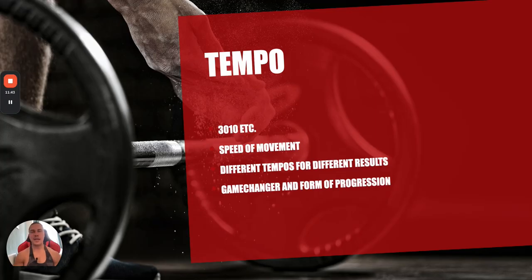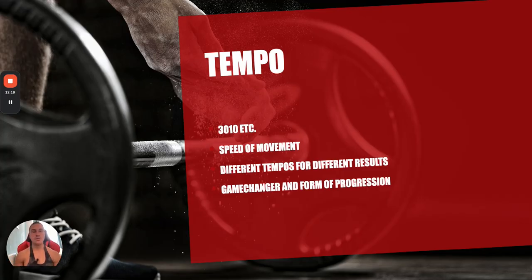So tempo, in really simple terms, is the speed of the movement, and the numbers 3010 are an example of a common tempo used. That would actually be a ratio rather than seconds. The negative, the eccentric part of the lift, is the first number, so the number 3. Then there's a 0 because there's no pause. The number 1 is the concentric phase, the push in a bench press scenario, and again 0 because there's no pause. So you can either use seconds and count to 3 in that eccentric phase, coming down 1, 2, 3, then 1.